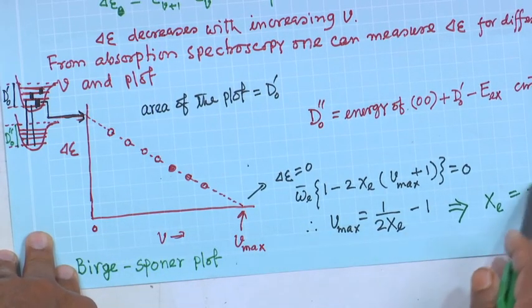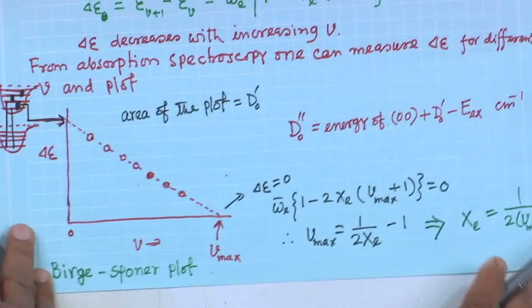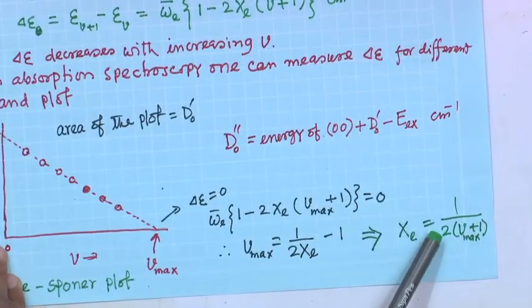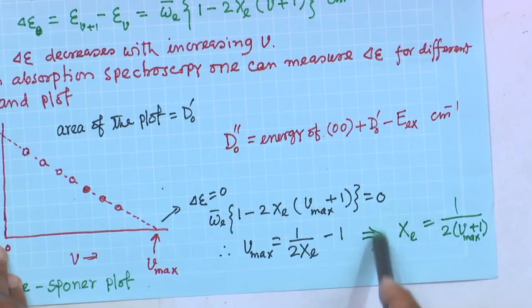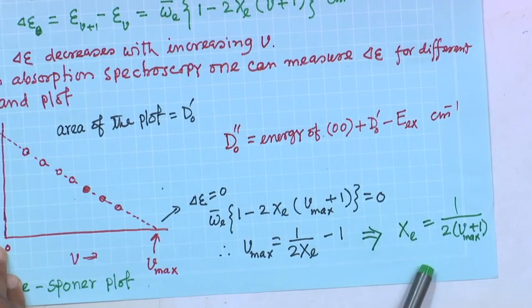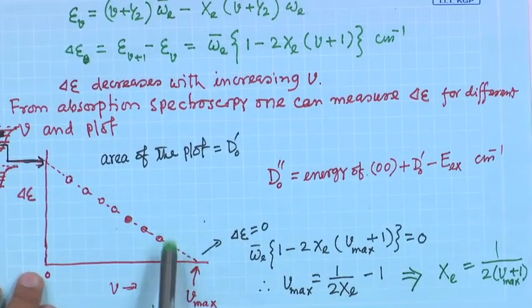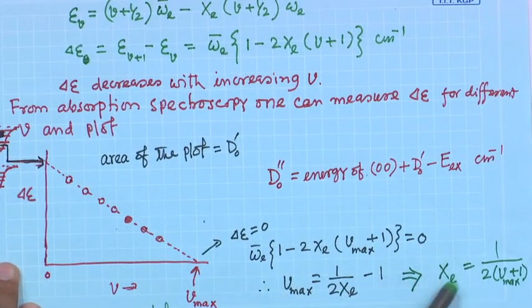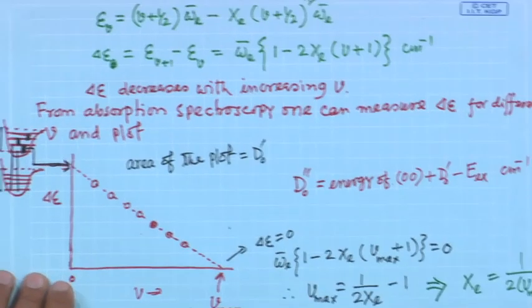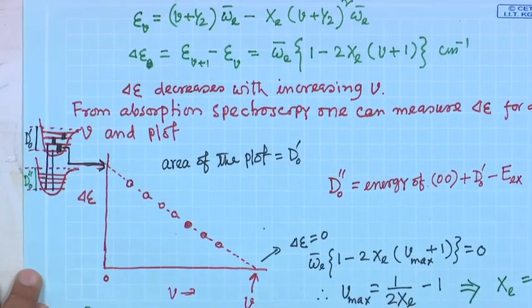Now, using this V max, one can find out the anharmonicity constant of the molecule. This is very interesting. This way one can determine the anharmonicity constant. Similarly, one can find out the dissociation energy.